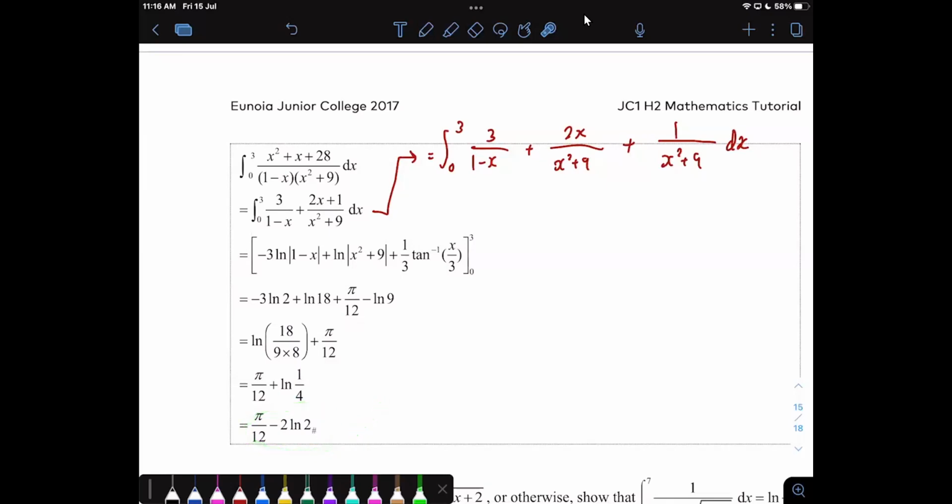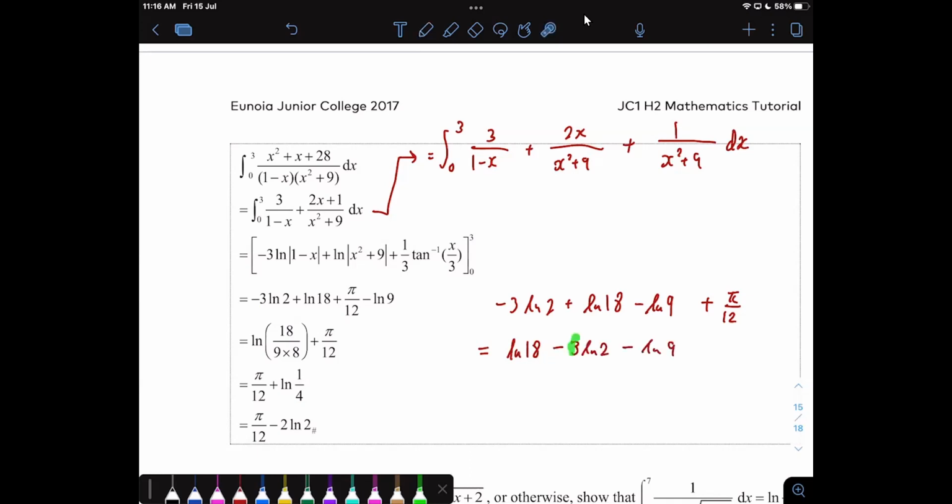You need to use a bit of logarithm rules here. You see, ln 18 minus 3 ln 2 plus ln 18. Maybe I'll show you the working, and then minus ln 9. This one I show you the simplification because you might have forgotten how to use the logarithm rules already. I like to arrange it so that the positive is in front, then the negative is behind.